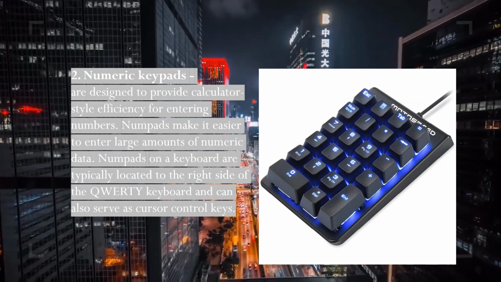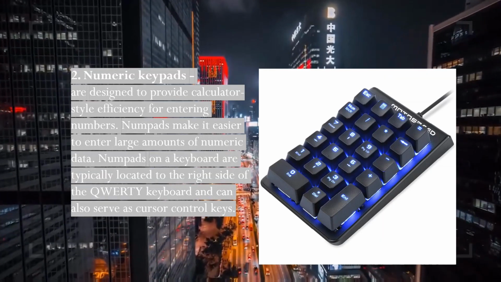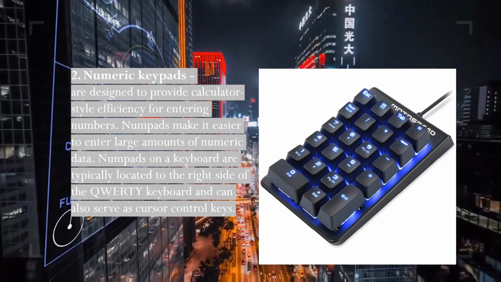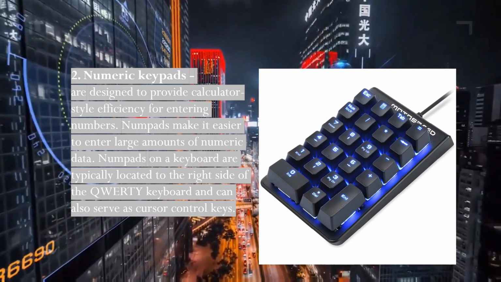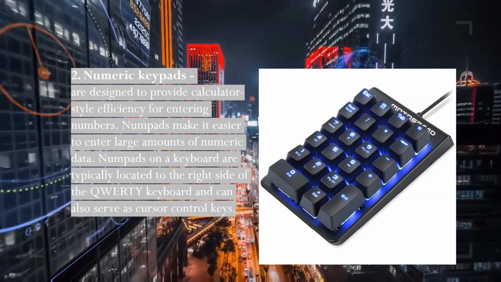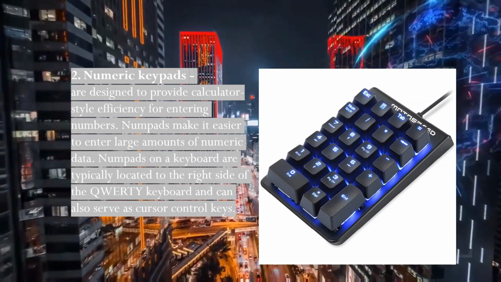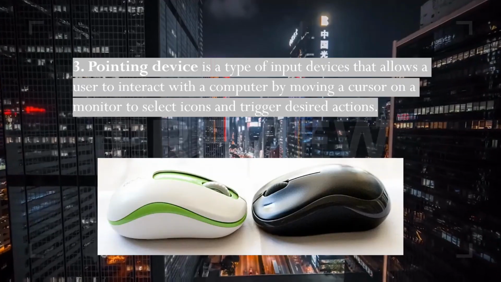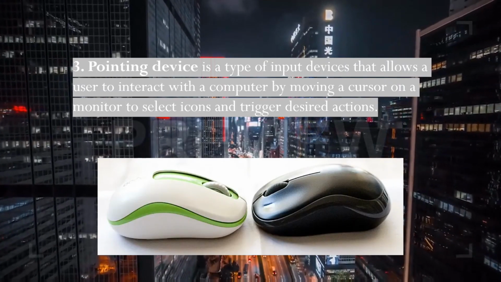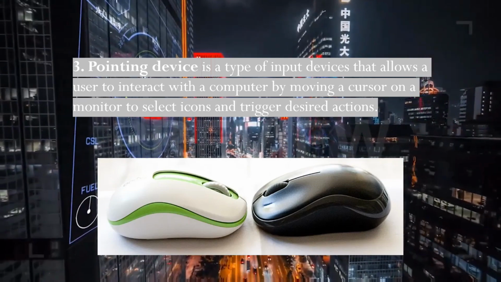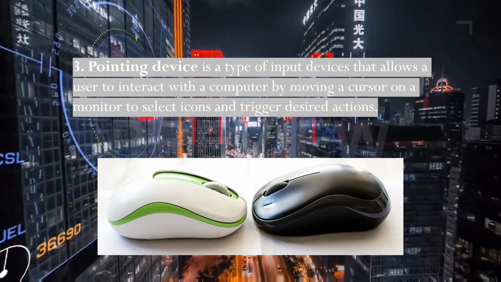Numeric keypads are designed to provide calculator-style efficiency for entering numbers. Numpads make it easier to enter large amounts of numeric data. Numpads on a keyboard are typically located to the right side of the QWERTY keyboard and can also serve as cursor control keys. A pointing device is a type of input device that allows a user to interact with a computer by moving a cursor on a monitor to select icons and trigger desired actions.